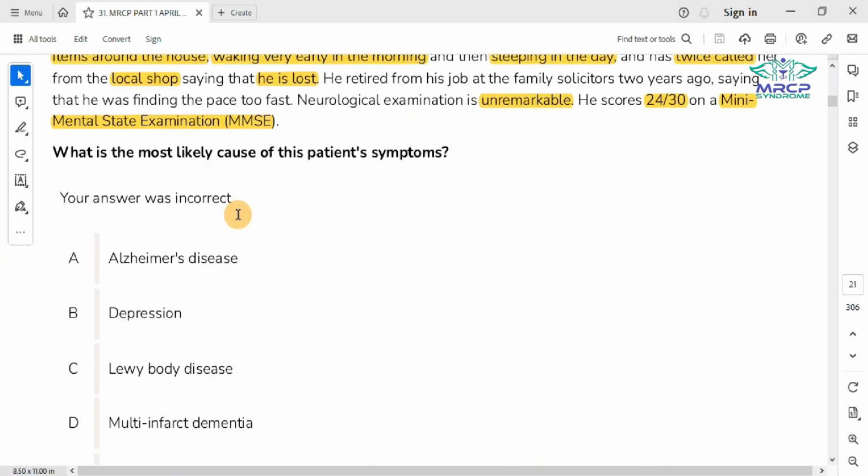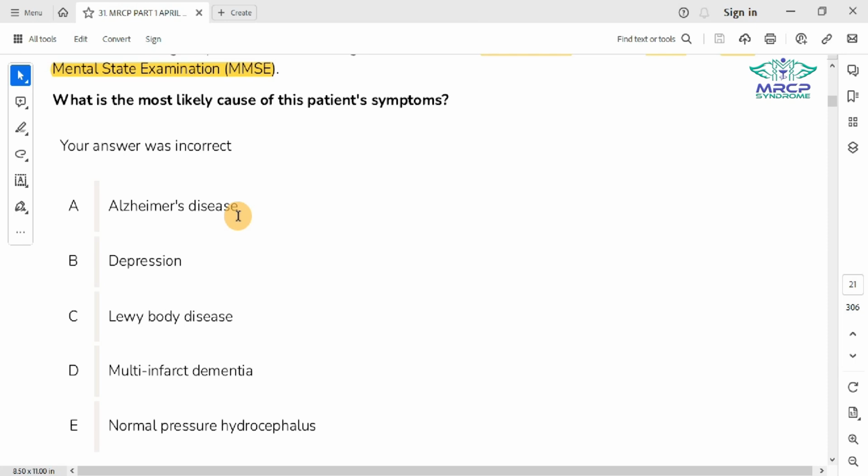What is the most likely cause of this patient's symptoms? Alzheimer's disease, depression, Lewy body disease, multi-infarct dementia, normal pressure hydrocephalus.